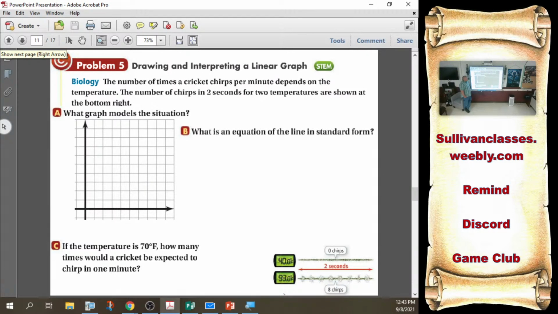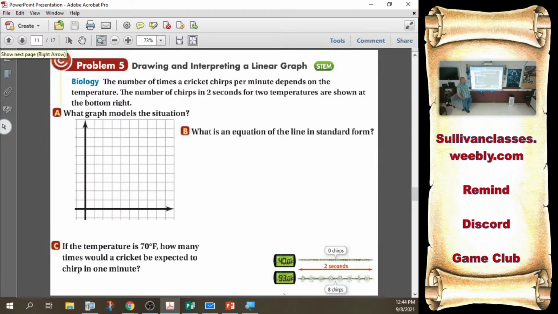Number of chirps in 2 seconds for 2 temperatures are shown down there. 40 degrees, not going to do anything. 93 degrees, 8 chirps per 2 seconds. Think about that. 4 chirps per second. Think of how long a second is. It's going to drive you nuts.